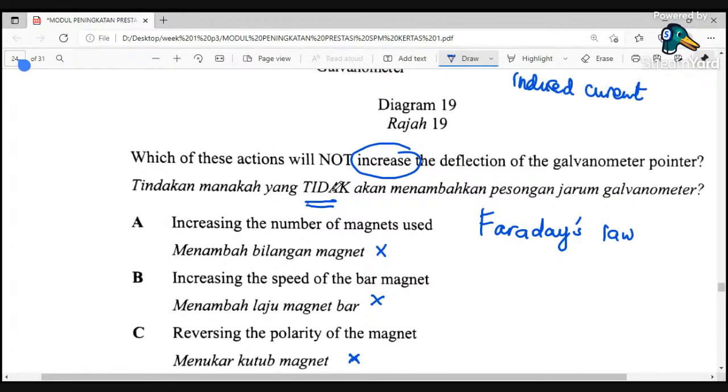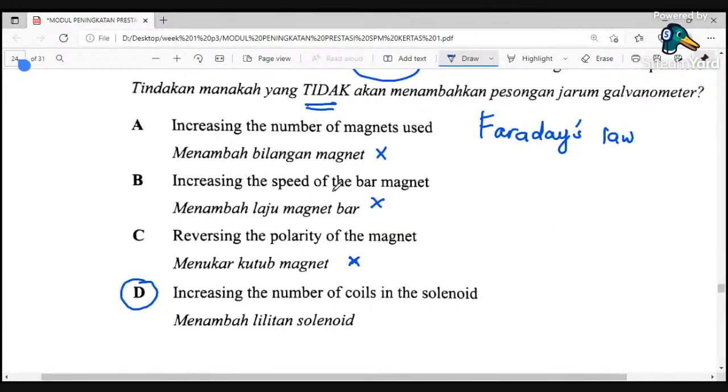Yang manakah tidak akan? Oh, sorry. Ini bukan. Saya rasa saya salah. Tidak, perkataan tidak. Sometimes dia boleh tentu. Okay, increasing the number of turns. Ini juga bukan jawapan. Sebab ini akan menambahkan. Jadi reversing polarity. Ini tidak akan menambahkan. Jadi jawapannya C ya. Agak confused pula. Memang jawapan C lah. Okay, jawapan C.